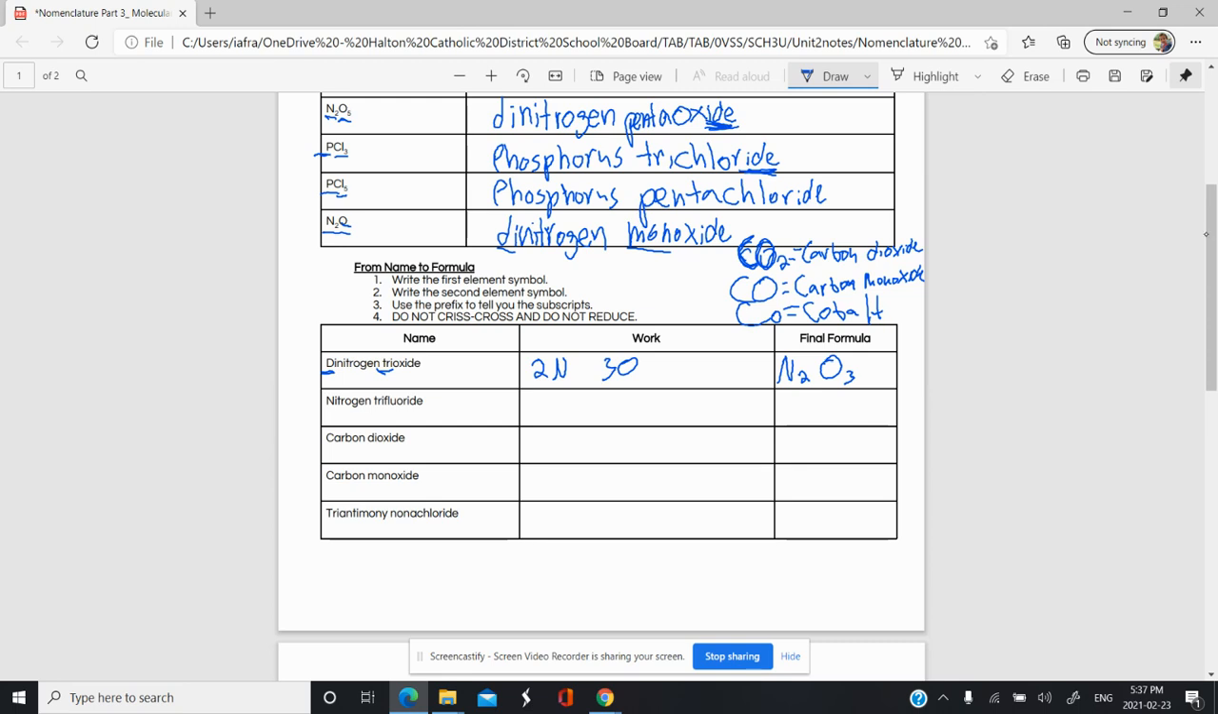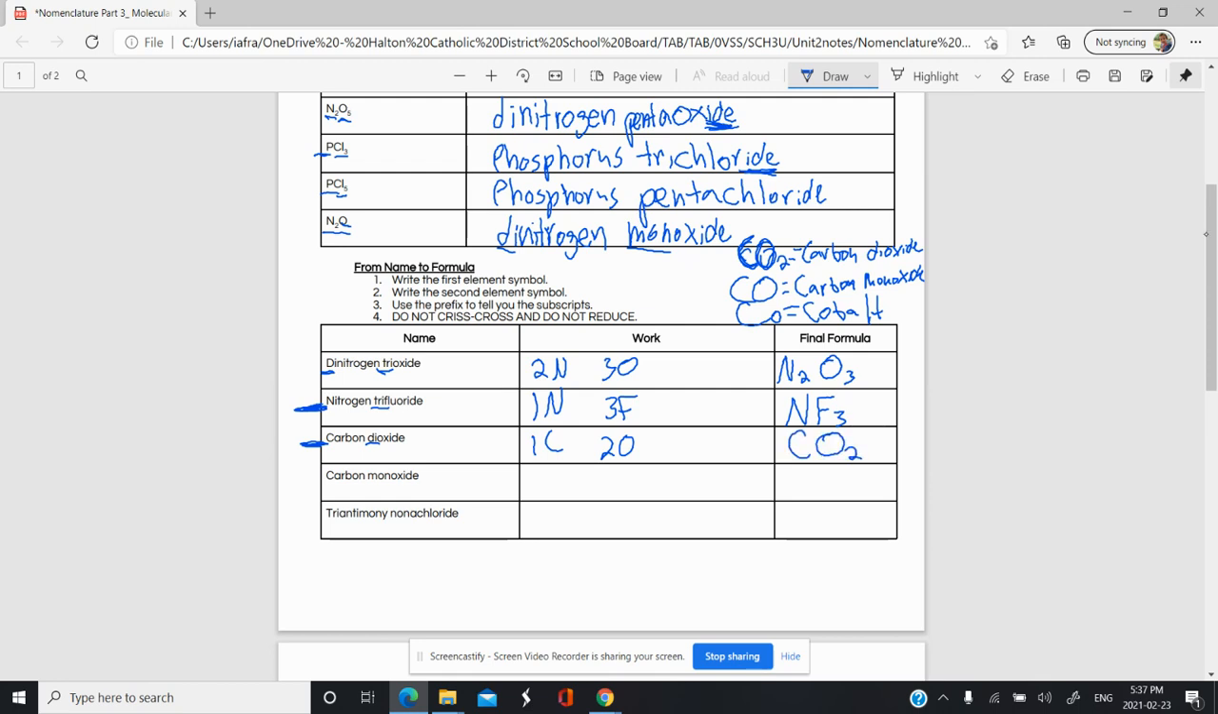Next, nitrogen trifluoride. There's no mono in the front here. There's no prefix at all. So that means we have 1 N. Trifluoride means we have 3 Fs. So it's simply N, you don't need to put 1 there because it's implied, F3. Carbon dioxide. No mono there, nothing there. So we know it's 1 C. Di, 2 O's.